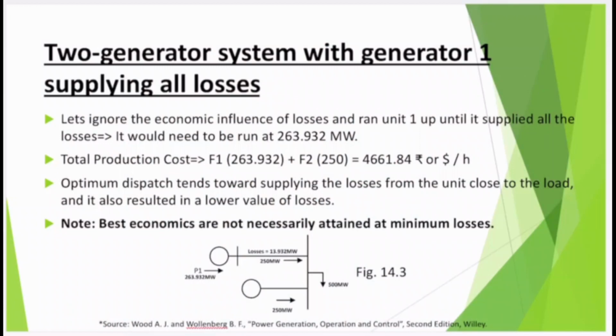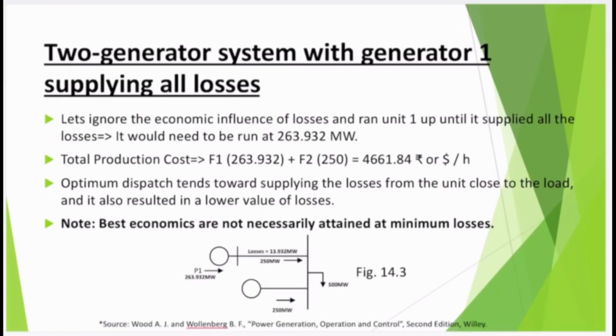Now, in continuation, two generator systems with generator 1 supplying all losses, because that is what we have discussed here. Everything is being provided by generation 1, generation 2 is not providing anything. Now, in a simple way, what we can do is ignore the economic influence of losses and run unit 1 up until it supplies all the losses. Meaning, let's say there are two generators and you want the first generator to provide everything, okay?